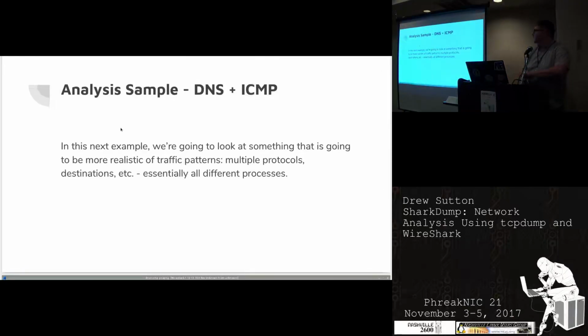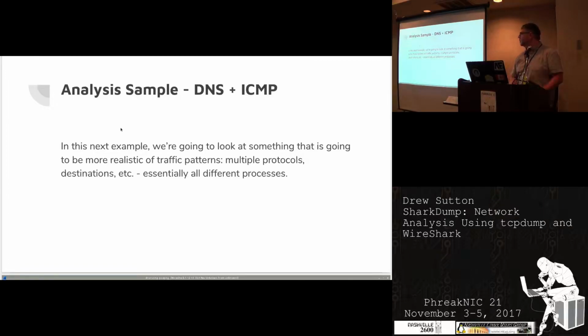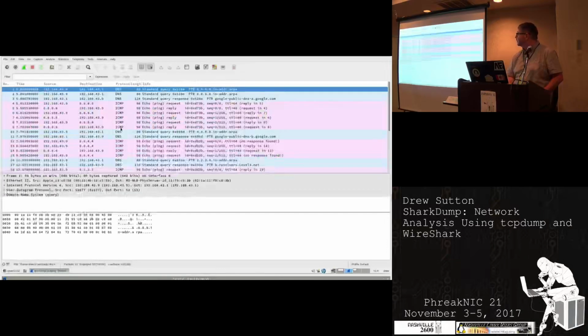All right, so DNS and ICMP together. This is probably going to be something that's a little more typical, because if you can't connect to something, why don't you try and ping it? And then if we're having issues with DNS, we're going to see both protocols running over the same wire. This is a simple way to look at a more complex network, because you're going to have multiple protocols, multiple destinations, and all different processes.